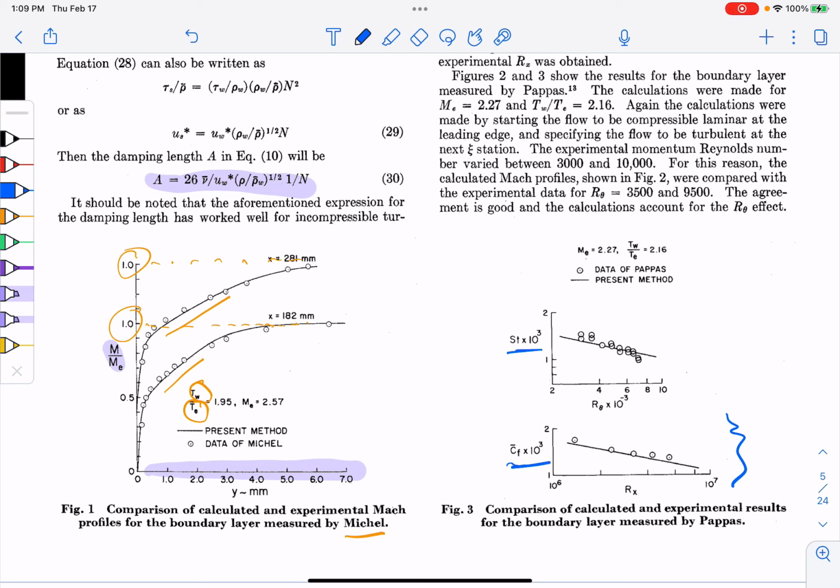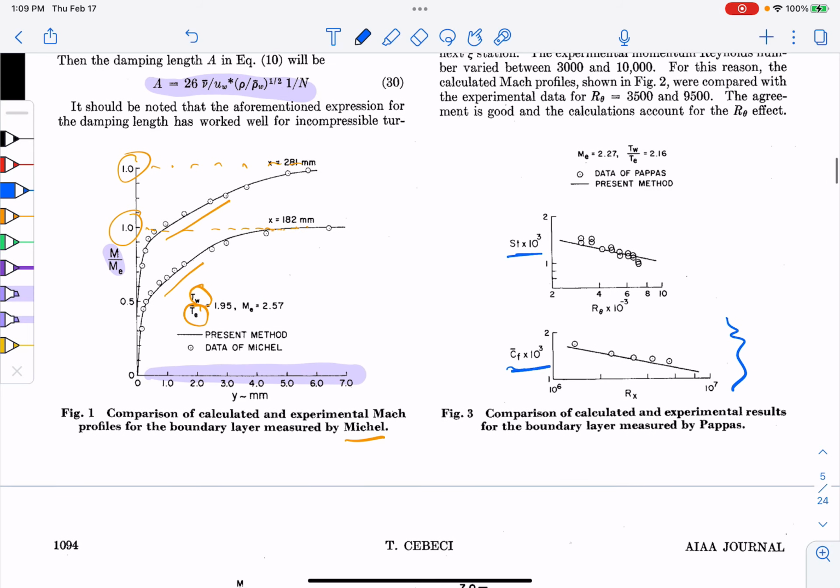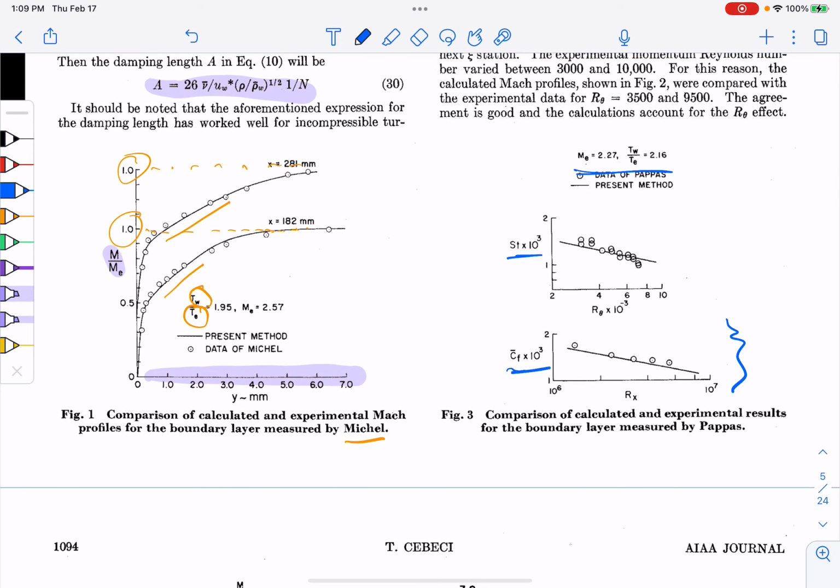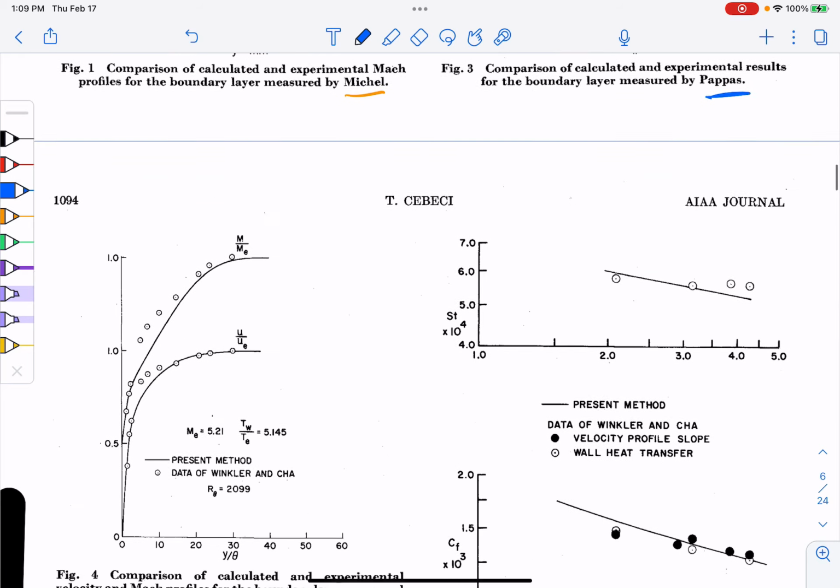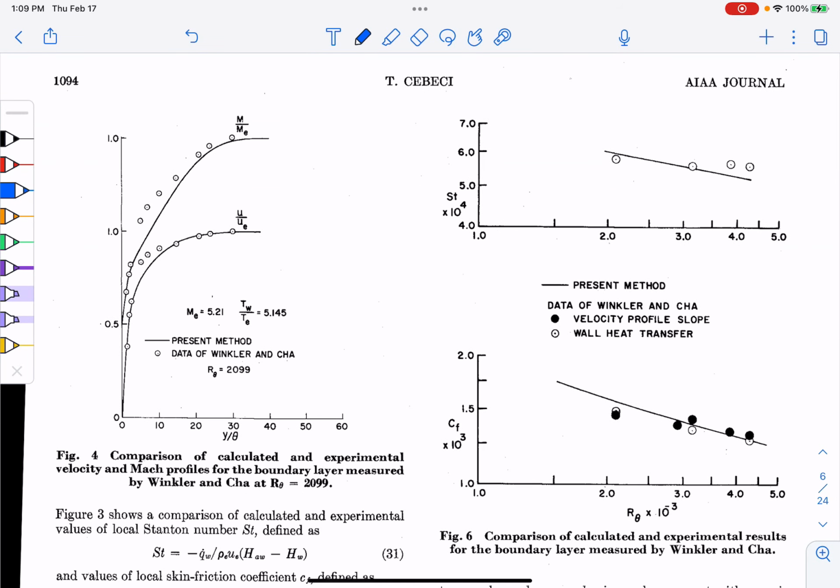experimentally than just say the velocity distributions. And so these things are just decaying, and it's harder to get better agreement with that. But you can see here's the Mach numbers, same experiment by Pappas. So just going down, looking at different graphs just to look at them.